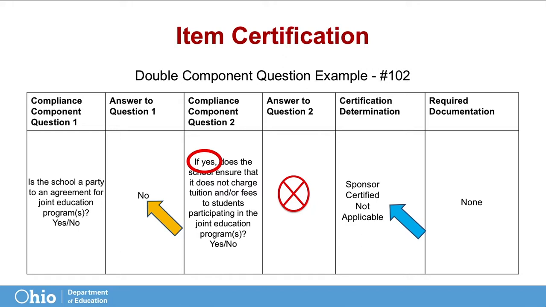As with a not compliant determination, the sponsor must provide an appropriate narrative in Epicenter to satisfy the requirement if the item lists required documentation.